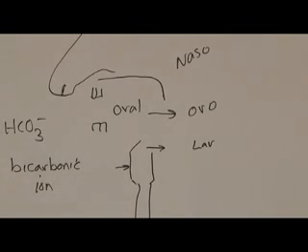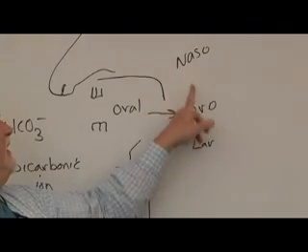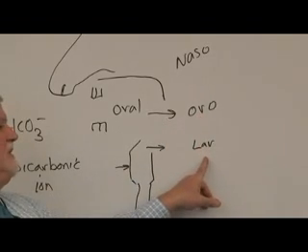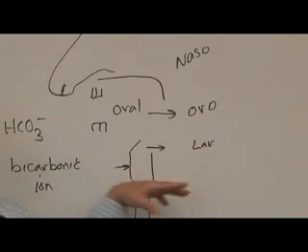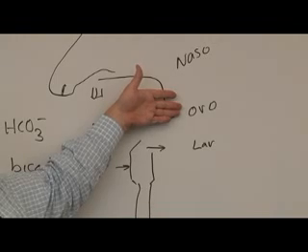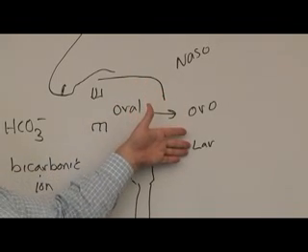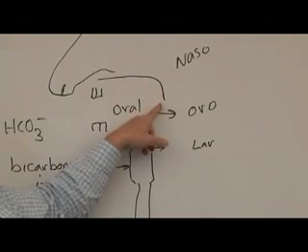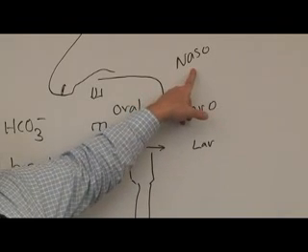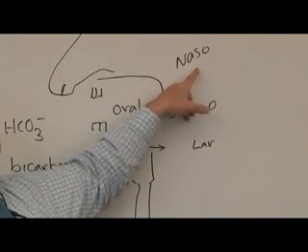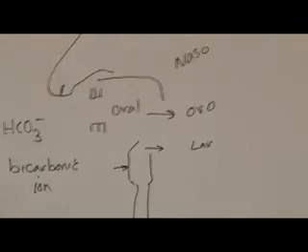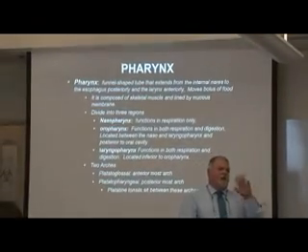So from superior to inferior, it's nasopharynx, oropharynx, laryngopharynx. And typically, we only get food material in our oropharynx and laryngopharynx. We use the uvula and the soft palate to prevent food from entering our nasopharynx. So typically, our nasopharynx is only respiratory in function. And the oropharynx and laryngopharynx are both respiratory and digestive.